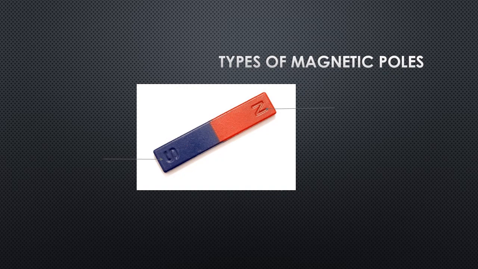In a bar magnet, there are two poles. They are the North Pole and the South Pole. North Pole is colored in red and the South Pole is colored in blue.